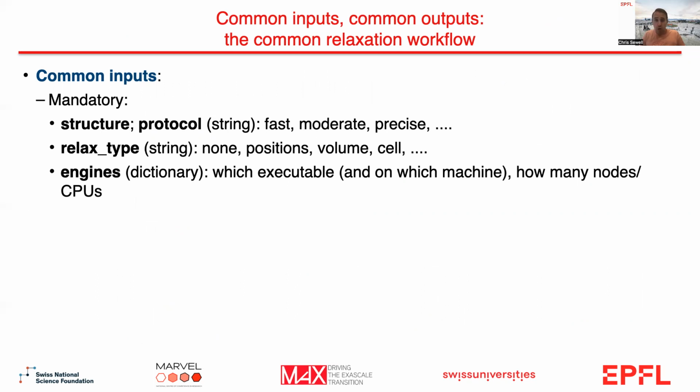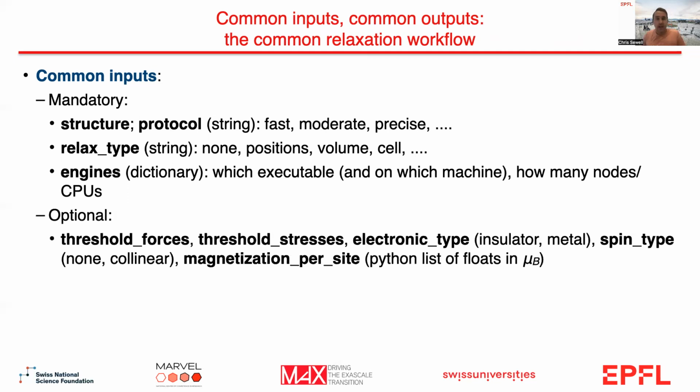So this means which code on which computer you want to run and with which CPU resources and in what maximum wall time. We also standardize a set of optional but standard metadata inputs. So things like thresholds for forces and stresses, the electronic type, if you know it's an insulator or metal, the spin polarization, if you want to use magnetic systems, and in case you want to study an anti-ferromagnetic material, you can already specify in a common way for all these codes how to specify the initial magnetization per site.